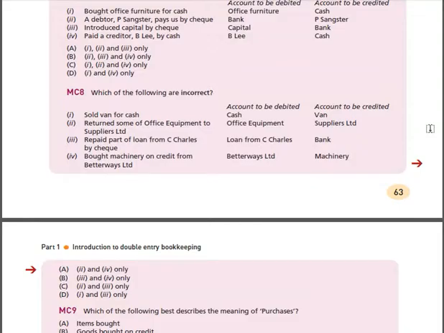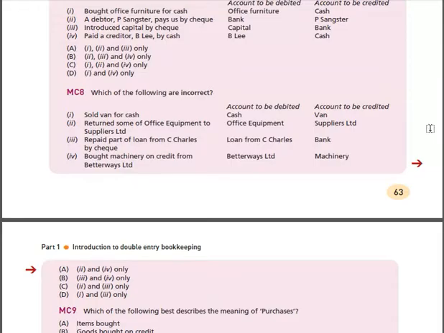We'll move on to number 3. Repaid part of loan from Charles by check. Repaid loan, which means that the liability would reduce. So to reduce the liability, we would debit Charles, and we repaid by bank, so bank would reduce. So credit bank as well. This one looks correct.